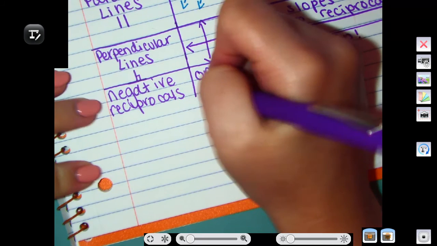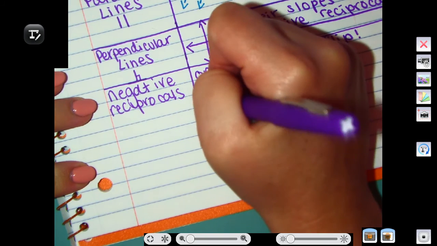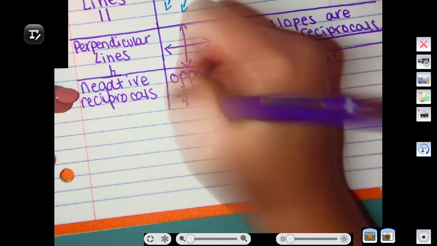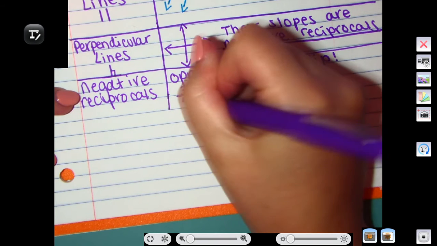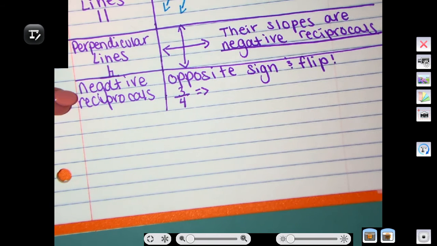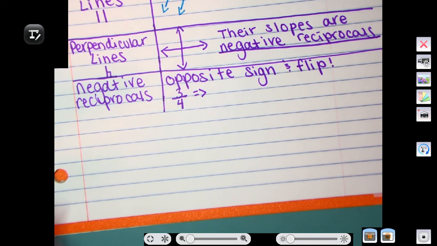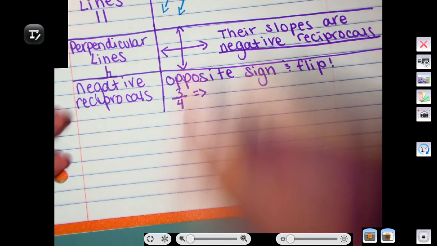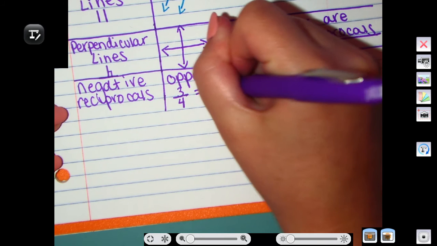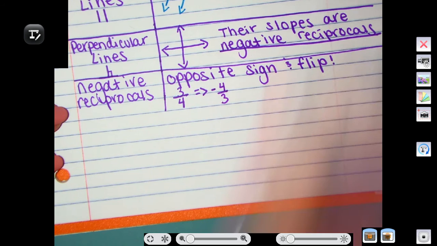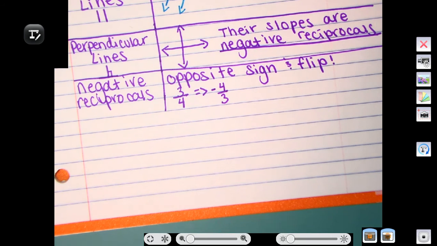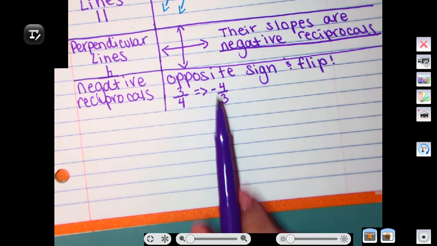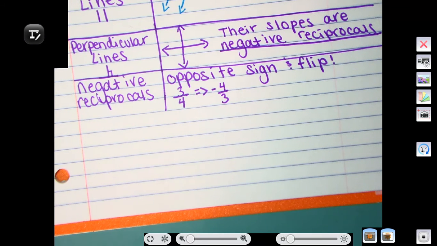So you just take your fraction that you're going to have. So let me show you an example. If you have a slope that's 3/4, the negative reciprocal of that is flip it and make it negative. So it's going to be negative 4/3. That's all. Okay, so it doesn't take a lot of work to figure that out, but you have to know what to do. So we flip the fraction, and then we just make it the opposite sign. So since this was positive, we make it negative.